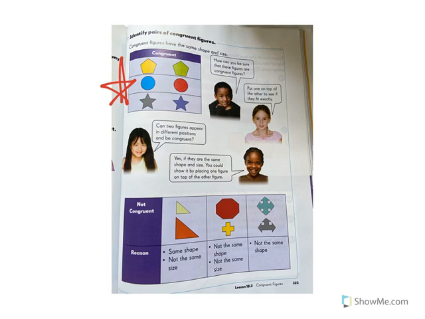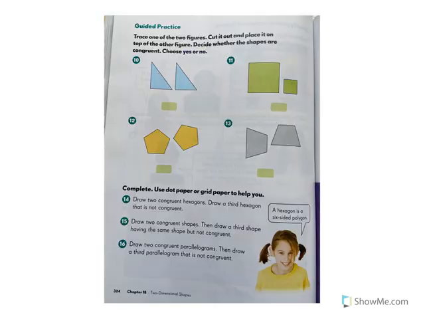So this table here is showing us why these figures are not congruent. We have two triangles here, but they're not congruent because they're not the same size. They're the same shape, but not the same size. Here we have two very different shapes. They're not the same shape and they're not the same size, so they're not congruent. And finally, in the last column, they're not the same shape, so they're not congruent.